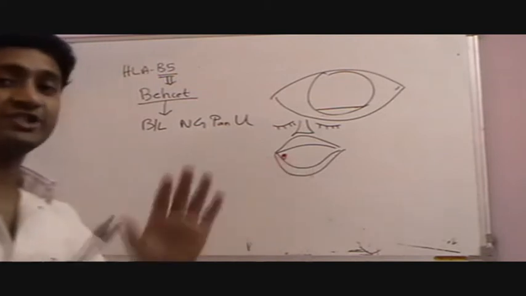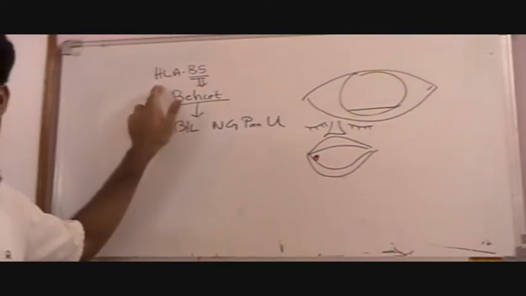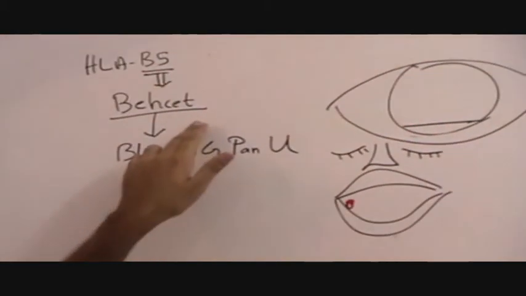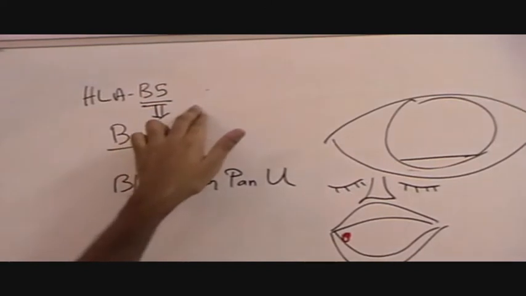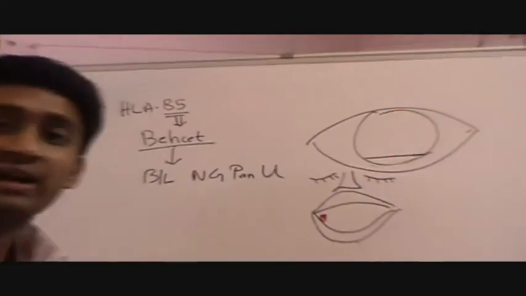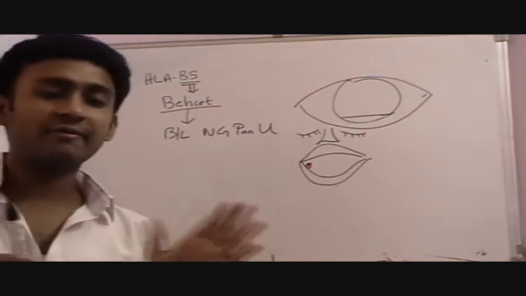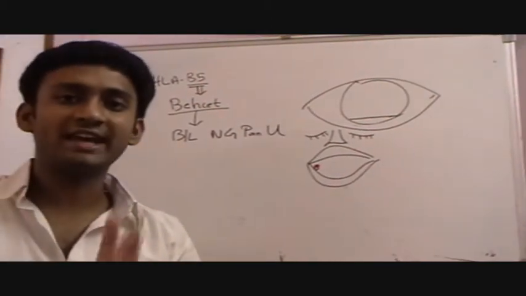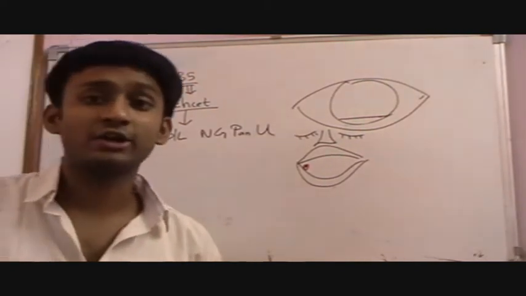Before we move on to JRA, I will talk about an HLA-B5 associated condition called Behçet's disease. In an exam they will ask the question: HLA-B5 associated is Behçet, HLA-B27 associated is ankylosing spondylitis. So after this lecture, please go through all the HLA associated conditions from your pathology. They are very important high-yield topics.